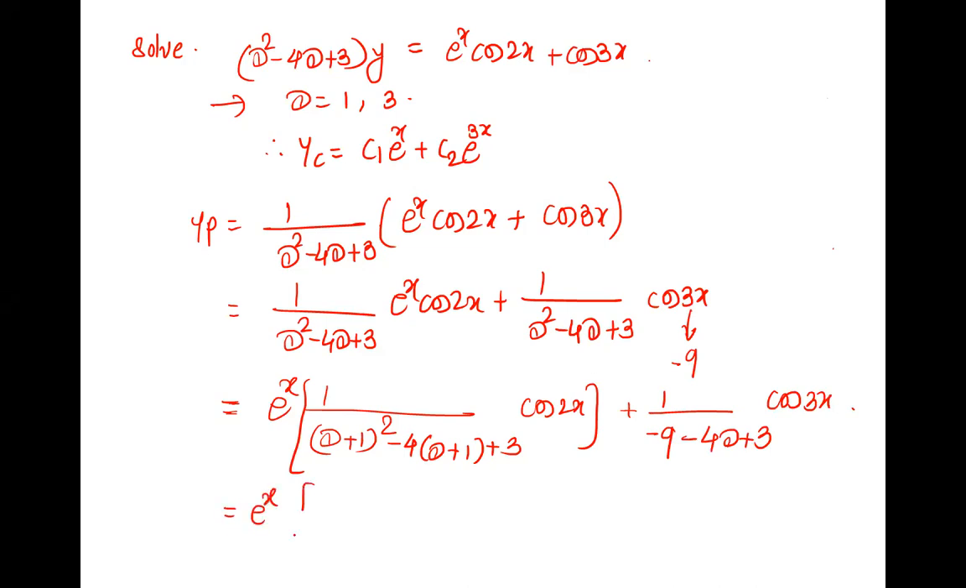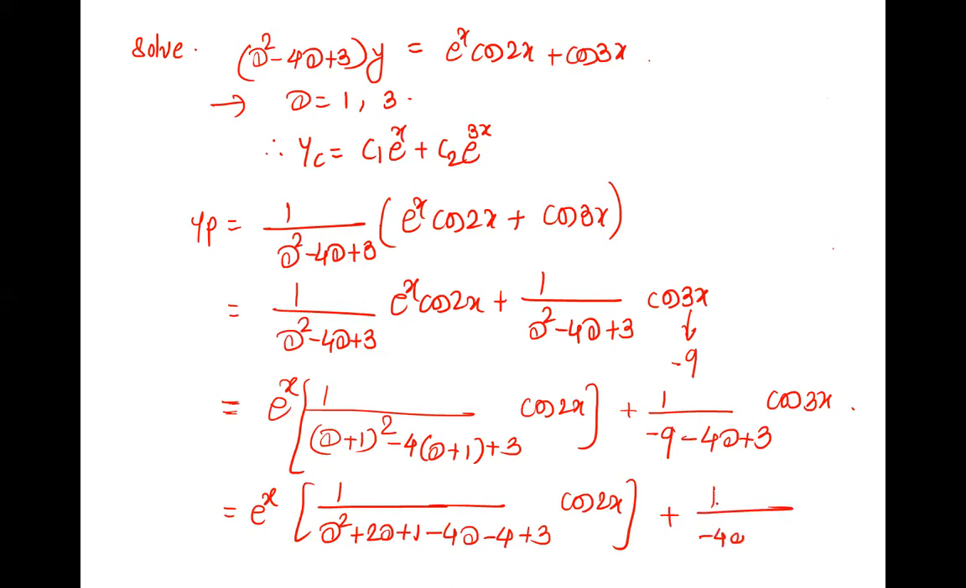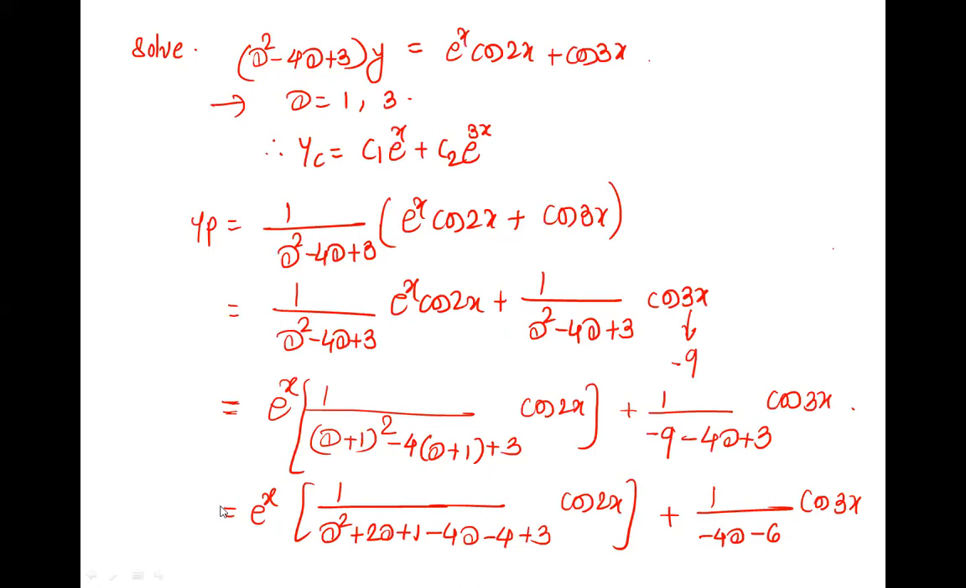आता हे थोडं एक्सपांड करूयात आपण. 1 अपॉन D² प्लस 2D प्लस 1 स्क्वेअर केला, मायनस 4D मायनस 4 प्लस 3 ऑन cos 2x, प्लस 1 upon, here it is minus 4D, minus 9 plus 3, minus 6 cos 3x. बर, इथे काय राहते, पुढे घ्या ते D² मायनस 2D, 3 प्लस 1 4 मायनस 4 कॅन्सल, सो काय राहिलं, फक्त D² मायनस 2D. yp is e raised to x, 1 upon D² असंच ना, on cos 2x.